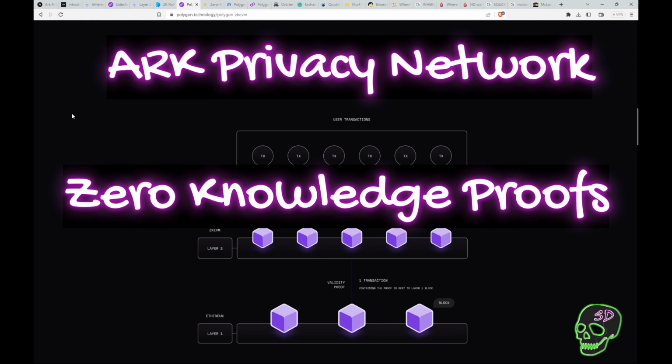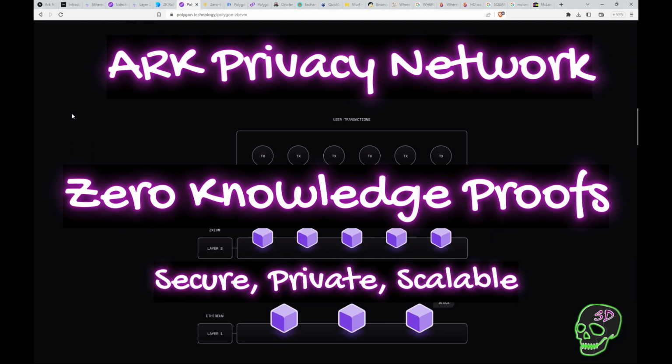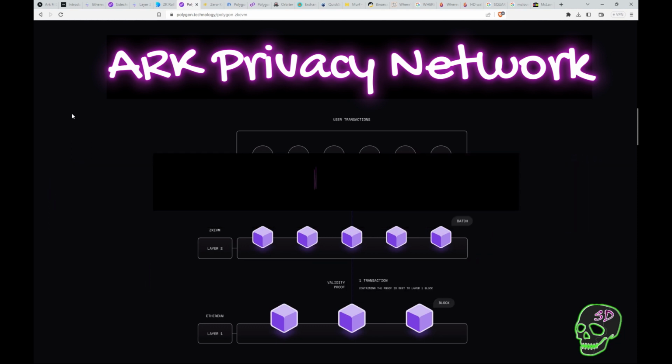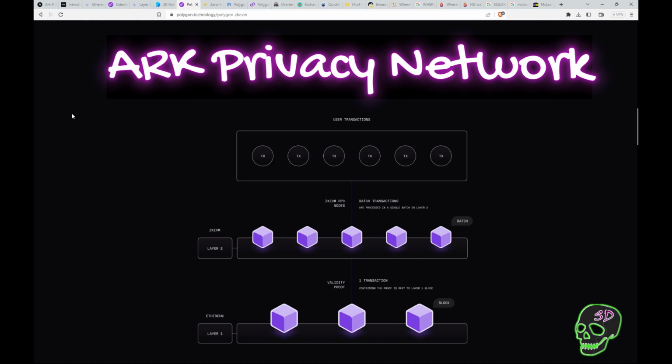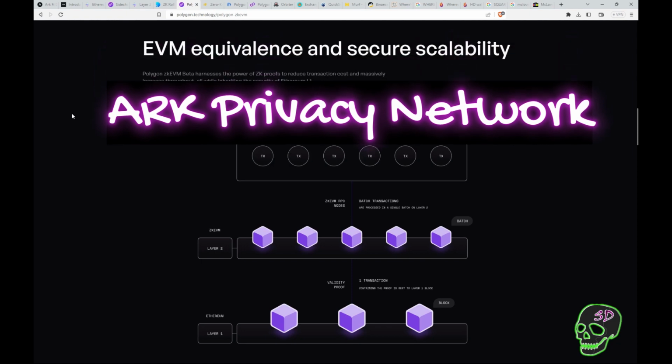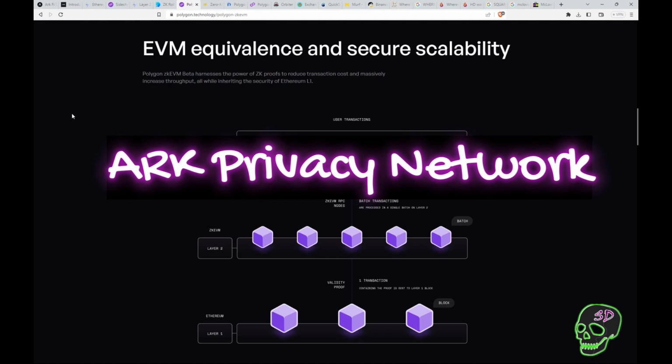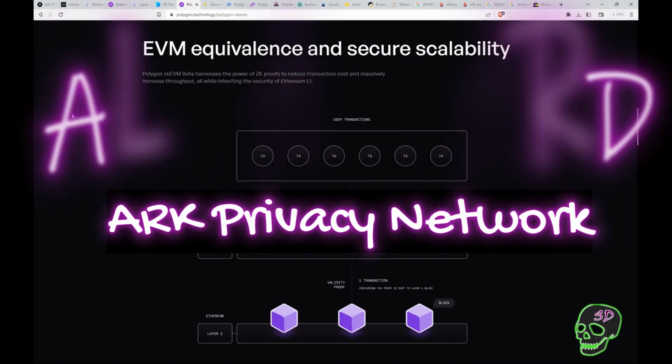Hands down, they offer the most secure, private, and scalable solution. And Polygon zkEVM is going to be a huge player in the space, with major name brand buy-in and ties to the second biggest crypto in the land, Ethereum. So much opportunity ahead. All aboard the Ark train.